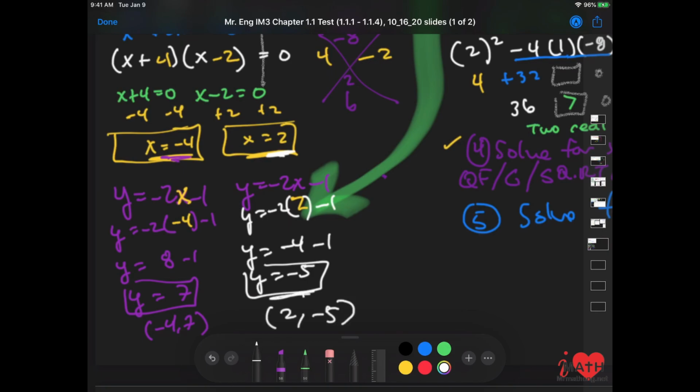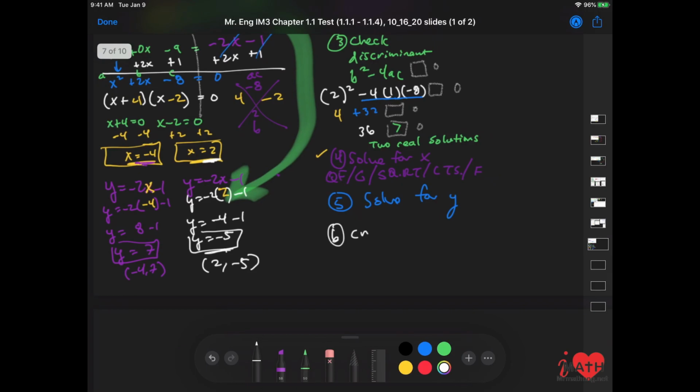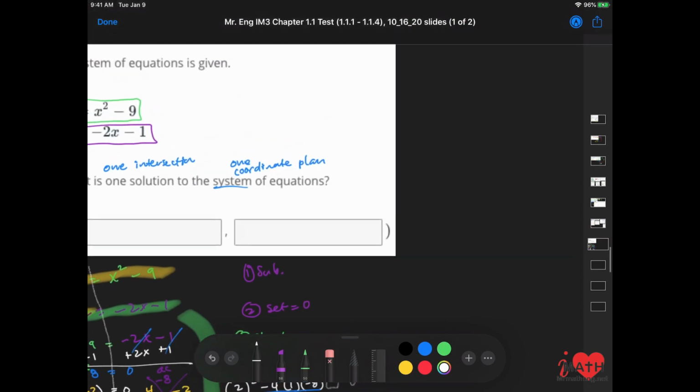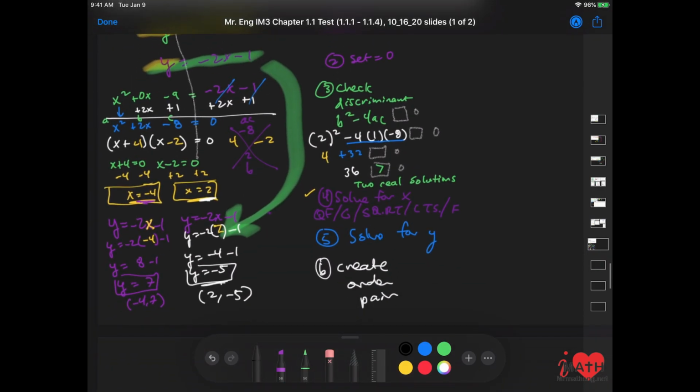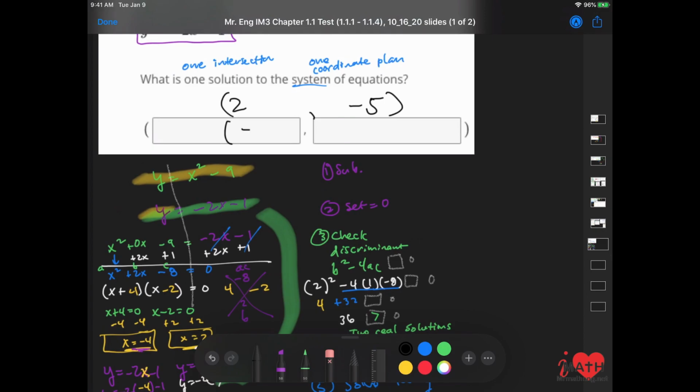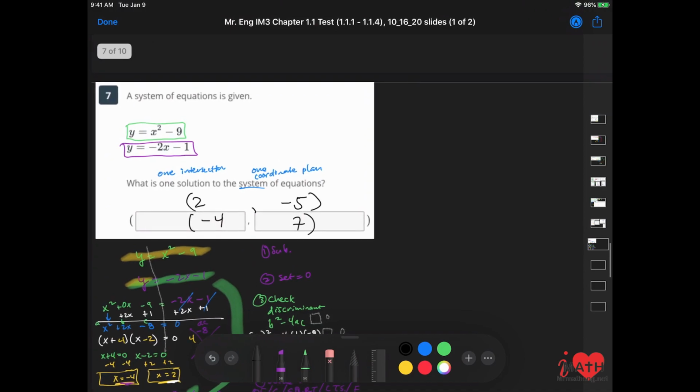Okay, so that means if you wanted the next step, what we're doing here is you just create ordered pairs. Okay, so those are my two answers. Let's write that up there. 2, negative 5 can be one of them, or the other one was negative 4, 7. Okay, again, what does that look like on our graph?